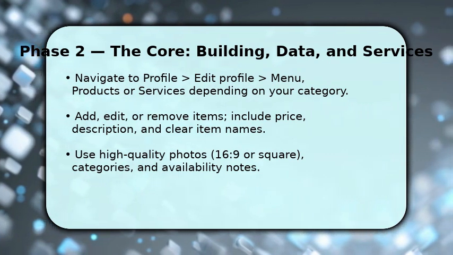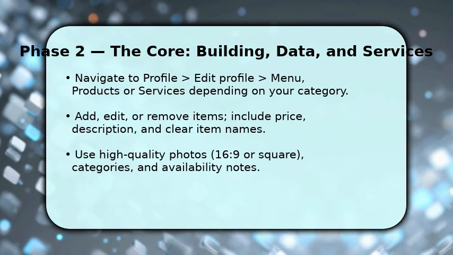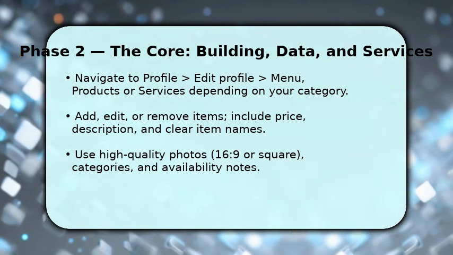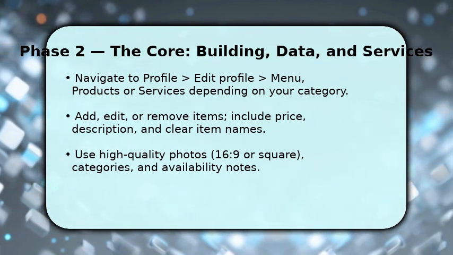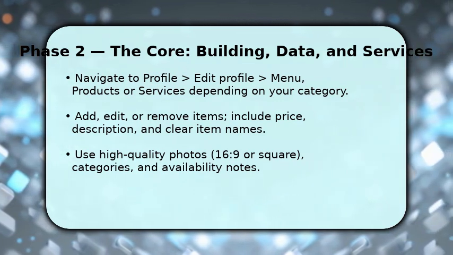You should upload a clear photo, use a 16:9 or square crop, set categories and availability times, and save each change. Doing this keeps your listing accurate and improves how Google surfaces your offerings. Finish by saving every change and clicking Publish.